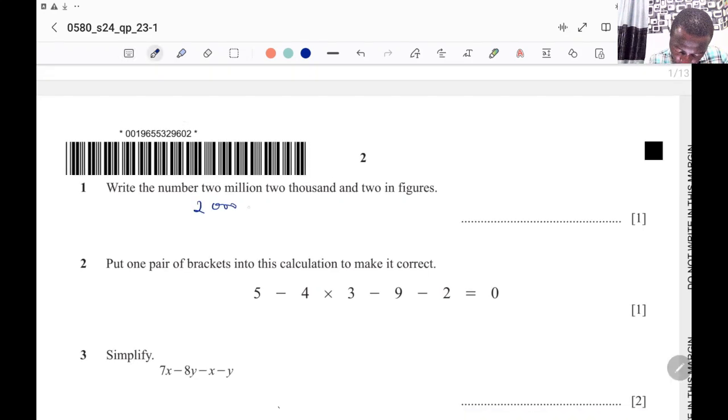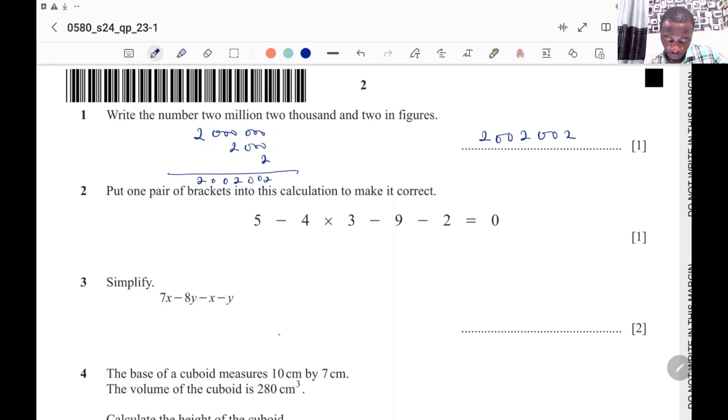So we have 2 million. Of course, million is 6 zeros. Then we have 2,000. Where does 2,000 start from? So we have 2,000, and then 2. When you bring them together, you have 2,002,002. So this is the answer. 2,002,002.